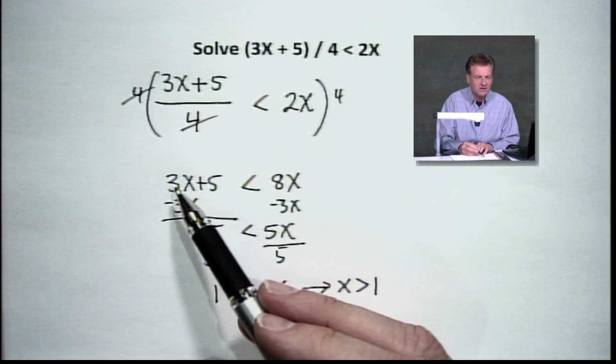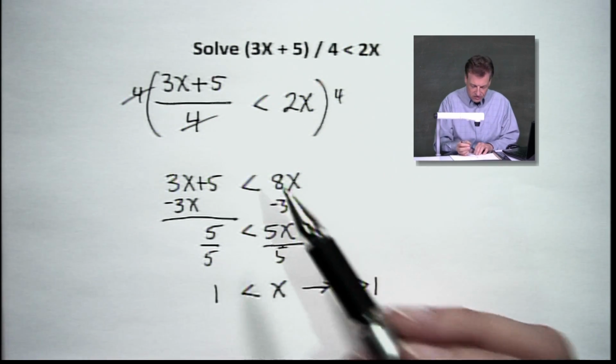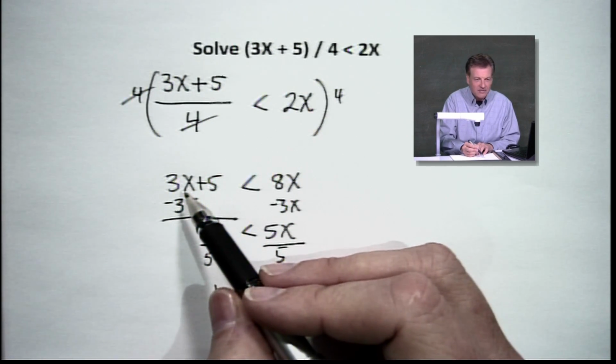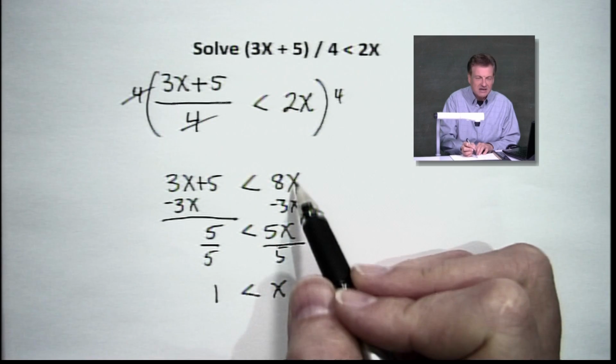You say, is that real, Ernie? Are you sure? Well, first of all, put a 1 in here, I've got them equal, right? So let's go for a number like 2. 3 times 2, y'all got that? 6 plus 5. And 6 plus 5 is 11, which is less than 16.